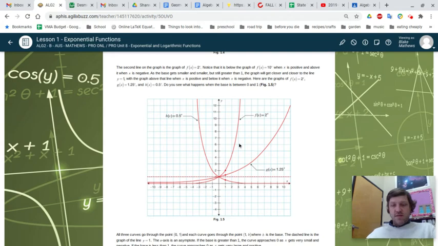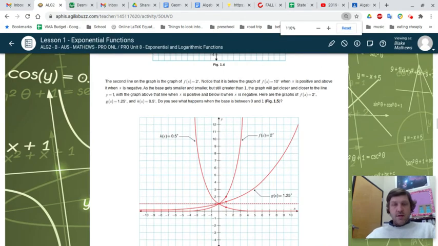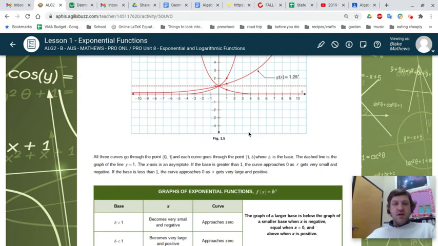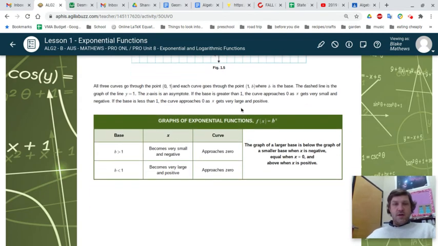Looking at this example right here, I have h of x is 0.5 to the x, f of x is 2 to the x, and g of x is 1.25 to the x. You see how the graphs differ based on all of those different things. There is a summary in this graph that explains what happens when you change the base number.